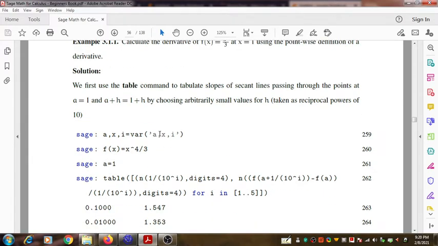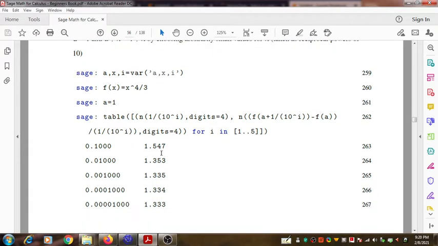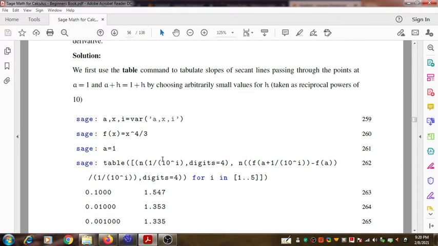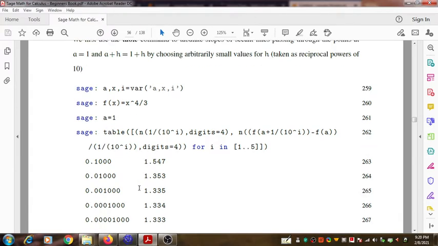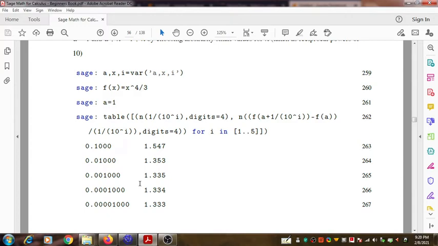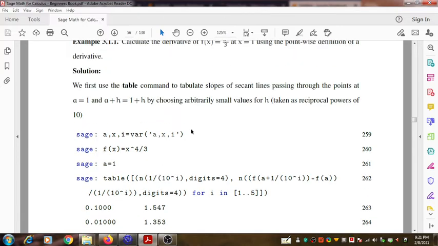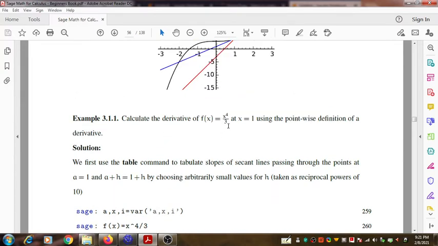Okay, we are now going to see how these values are obtained, and how they are helping us to arrive at a conclusion about the derivative of the given function. Which function is given here? The function x raised to 4 by 3 at the point x equal to 1. We want to find the derivative at the given point x equal to 1.